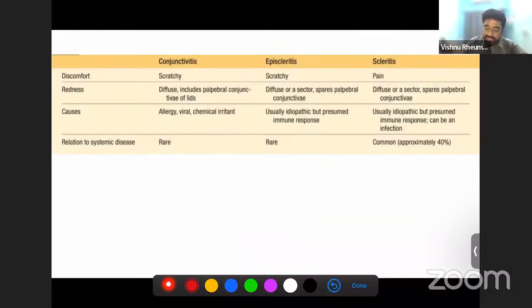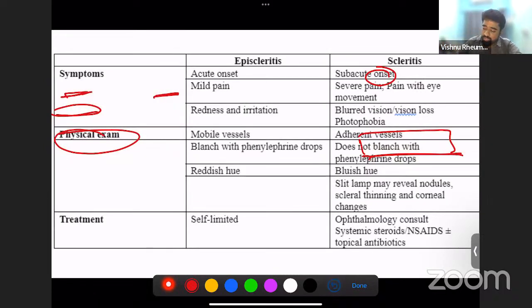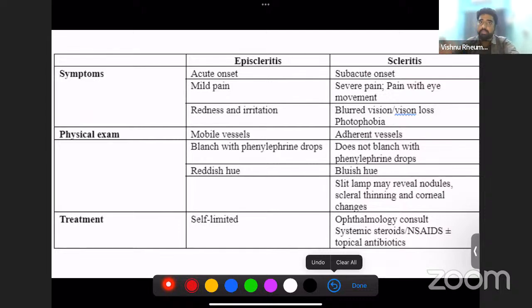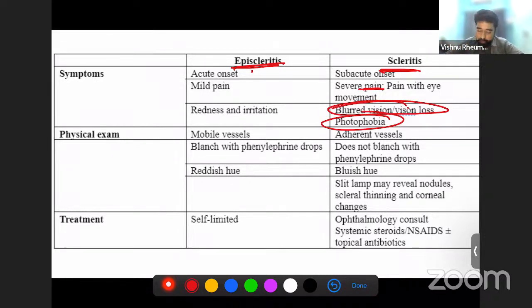So this is a very nice table. Pain usually is only in scleritis; in conjunctivitis and episcleritis, almost no pain. Causes we have discussed. Redness is diffuse in your conjunctivitis, while in your episcleritis and scleritis it can just be sectoral. Relation to systemic disease is mainly with scleritis. In episcleritis there can be an association, but it is much lesser when compared to scleritis. So this is your main differentiating aspect. In scleritis, the main thing is pain, which is in scleritis only, and vision loss, blurred vision, photophobia, all of this is usually with respect to scleritis.